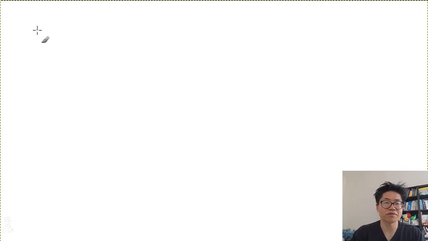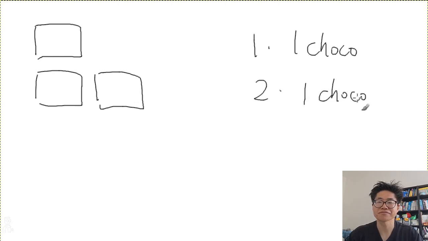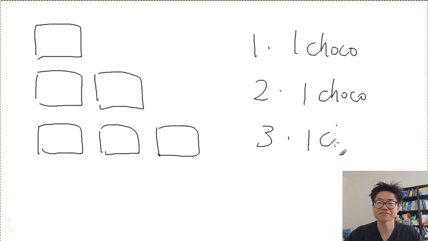The same as with the chocolate bar. This is 1 chocolate bar. And this is 2 times 1 chocolate bar, but we just say 2 chocolate bars. The same for this: 3 times 1 chocolate bar, but we say 3 chocolate bars. I hope this is obvious.